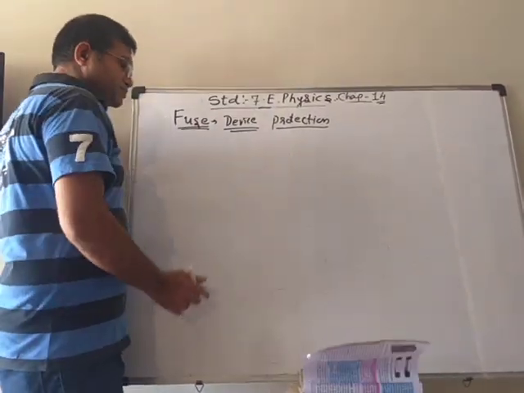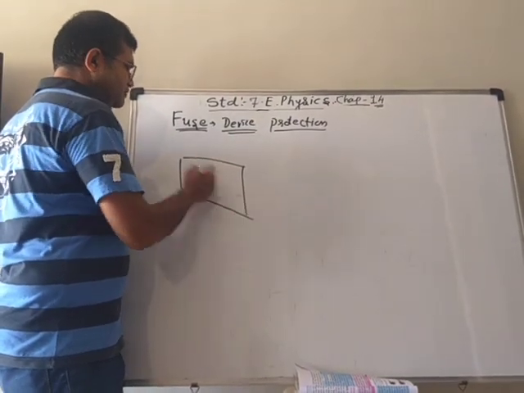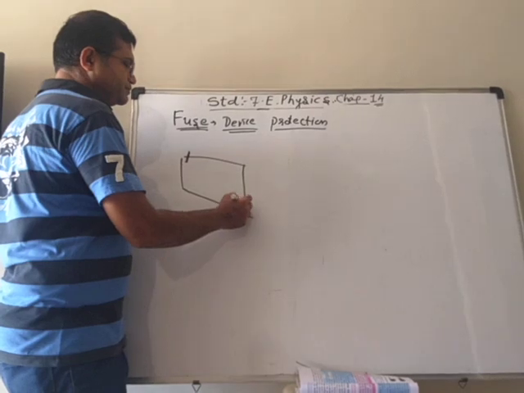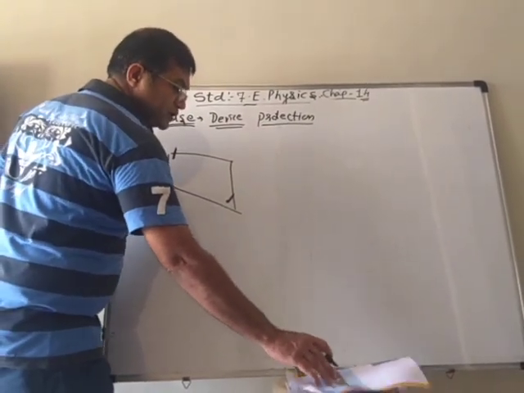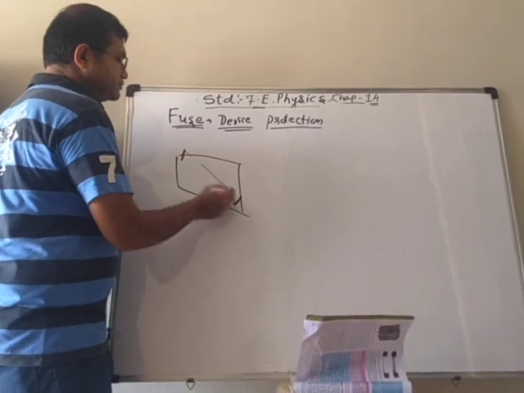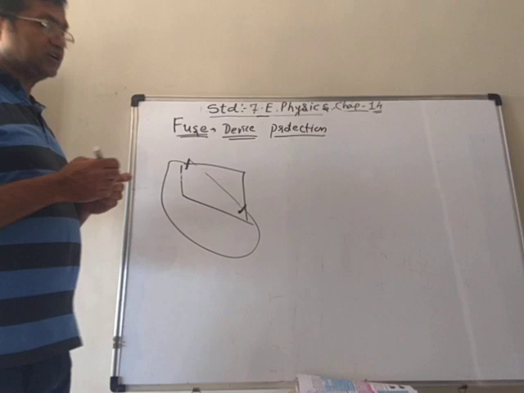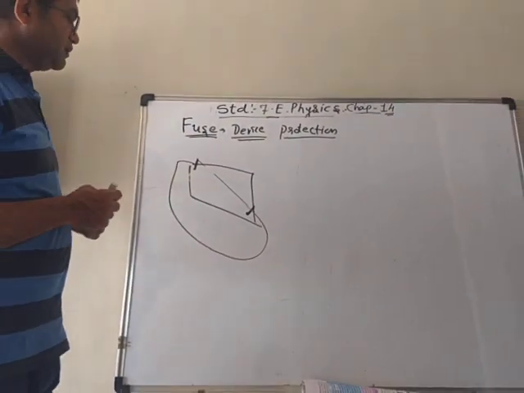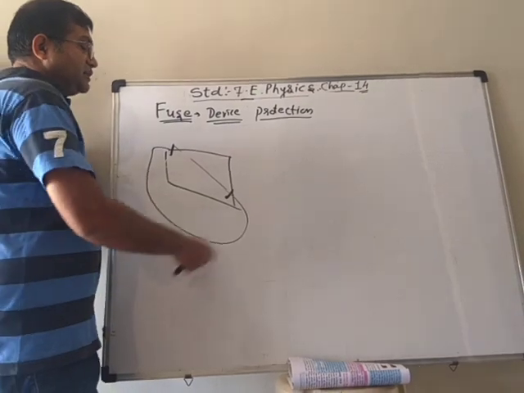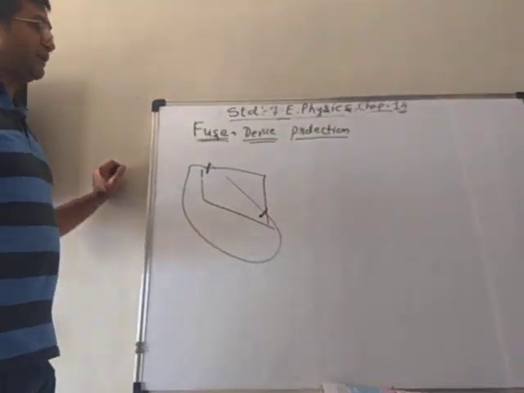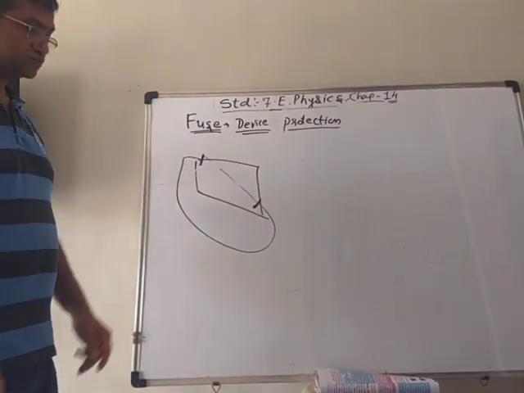Like in the previous video, we saw that we take two nails, and between those two nails we use the nichrome wire, and we had that electric circuit with it. And if you pass a current which is higher than normal, then what happens? This nichrome wire gets melted.